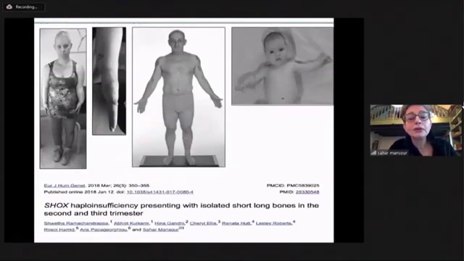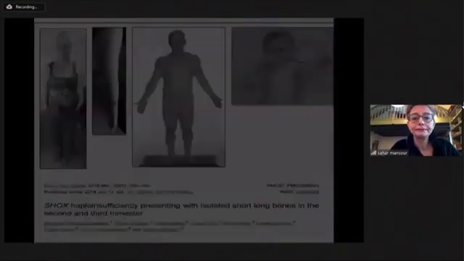The reason it's important is because it's a completely benign condition. They have short stature, no other problems really. And the condition is licensed for treatment with growth hormone. So if you make this diagnosis, you can, if the parents wish, offer growth hormone to improve the final height.